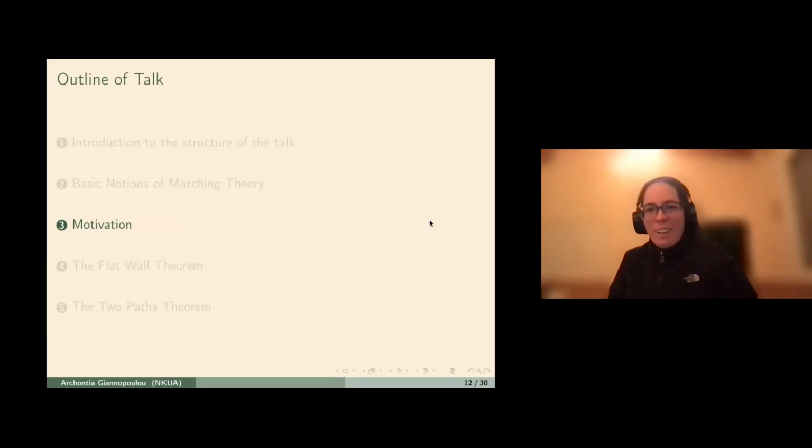So, what is the motivation? Of course, matching theory has been studied by Lovász and Plummer already, but in a different sense. And actually, even for bipartite graphs, we have notions of connectivity as well, which I didn't mention. So what's the motivation?